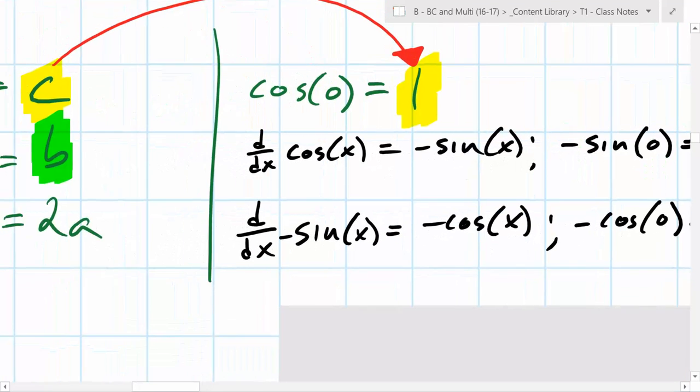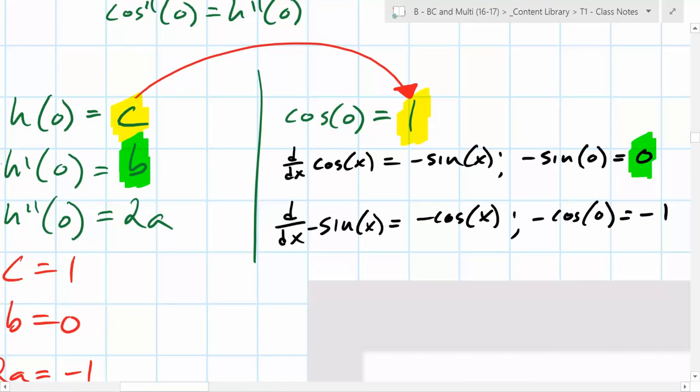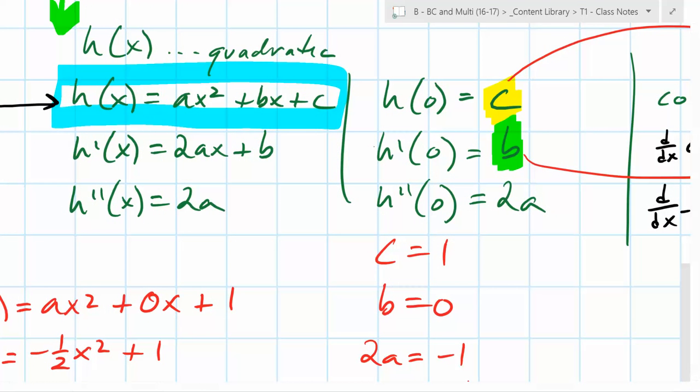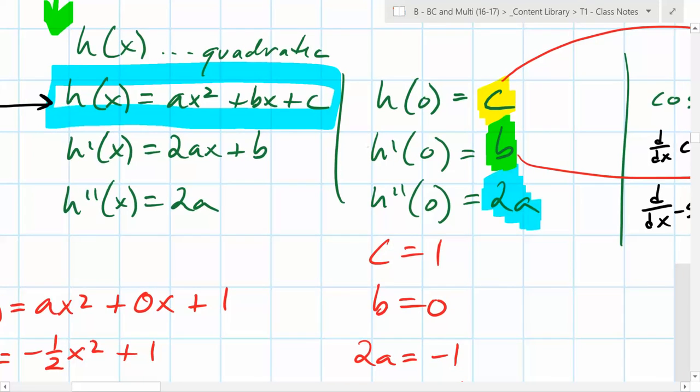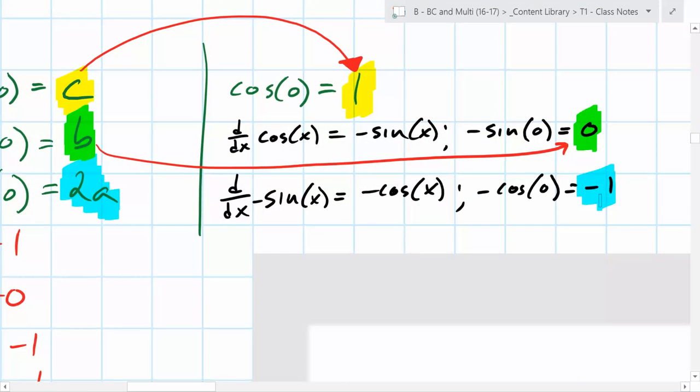Zero. B must equal zero. And then the last one here, what's the second derivative? 2a. Well, it's 2a when you plug zero in for x. It's still what? Is there any x there? It's always 2a. So what does this become? 2a becomes what? Negative 1.